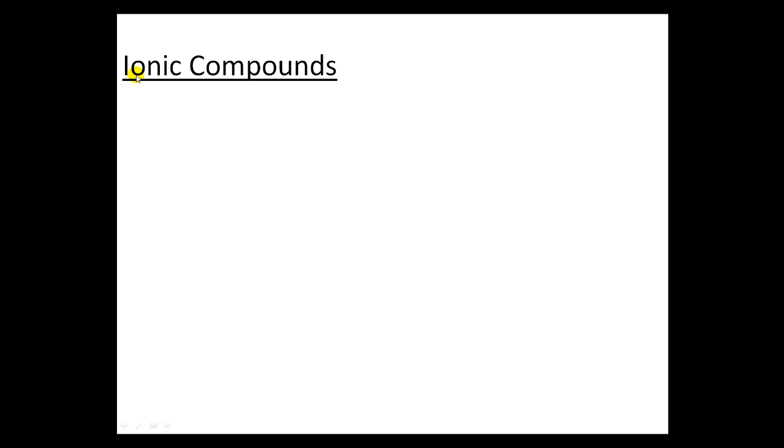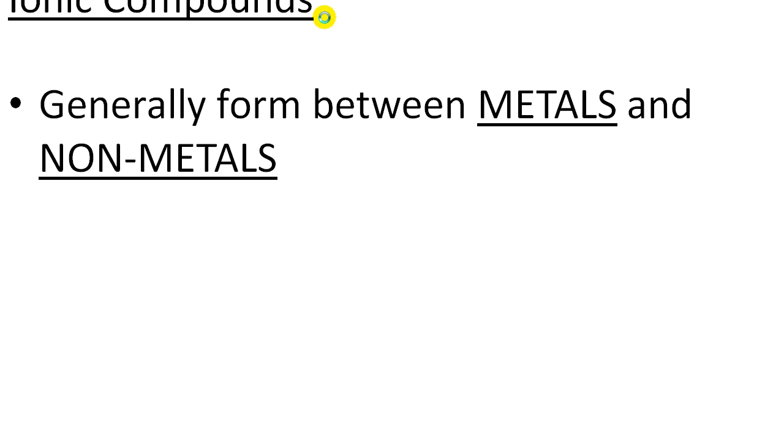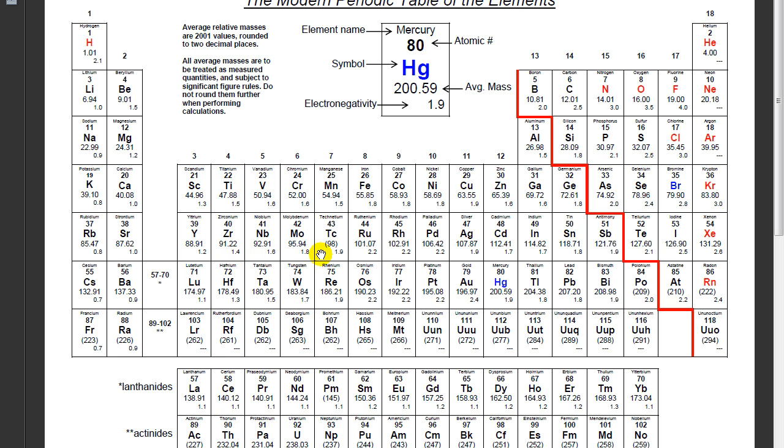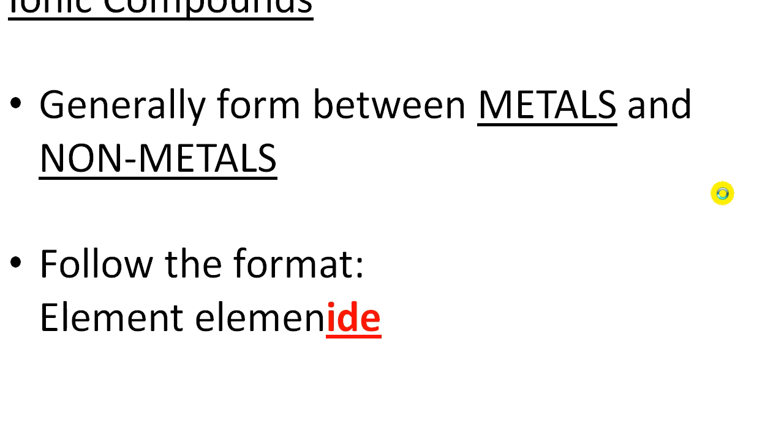So the first naming system we're going to be looking at is for ionic compounds. These are compounds that generally form between metals and nonmetals. So if you see a compound that is comprised of an element on this side of the periodic table, bonded to an element on this side of the periodic table, chances are pretty good that it's going to use this naming system. So this naming system follows the format of element, element-ide.